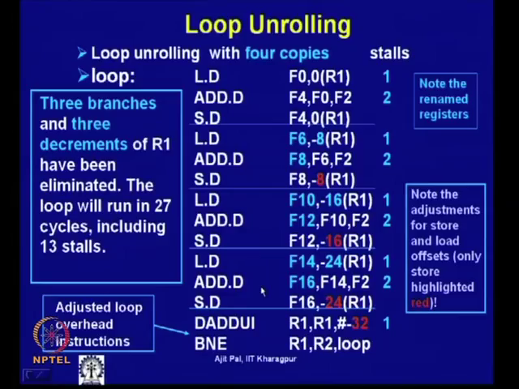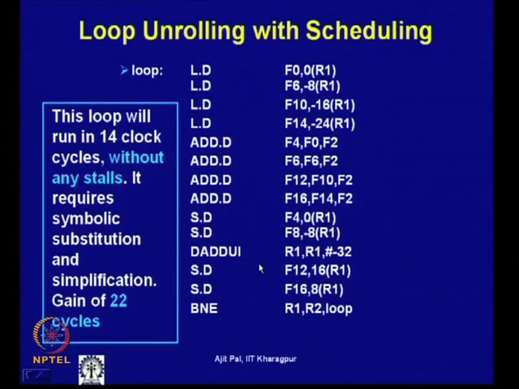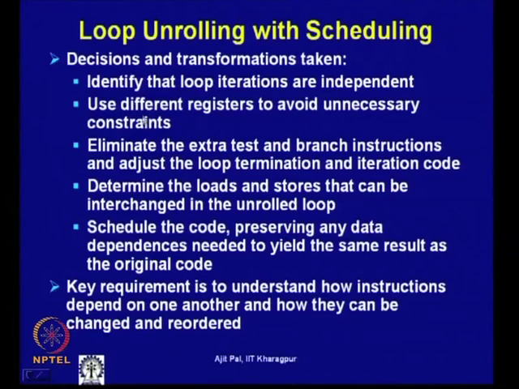That means, whenever we perform loop unrolling, it is essential to have a large number of registers to avoid name dependencies, because if you use the same registers again, this will lead to some kind of dependency, and this dependency, although not a real dependency, will lead to hazards in some kinds of pipelines. So, that is the reason why we have used a large number of registers. Use of different registers to avoid unnecessary dependencies is important whenever you do loop unrolling.